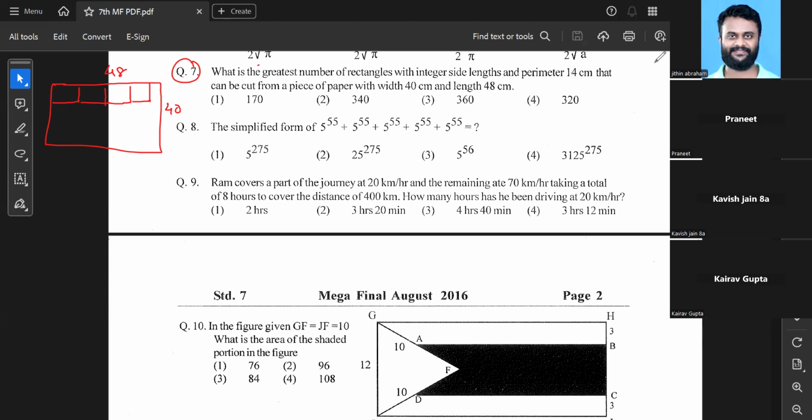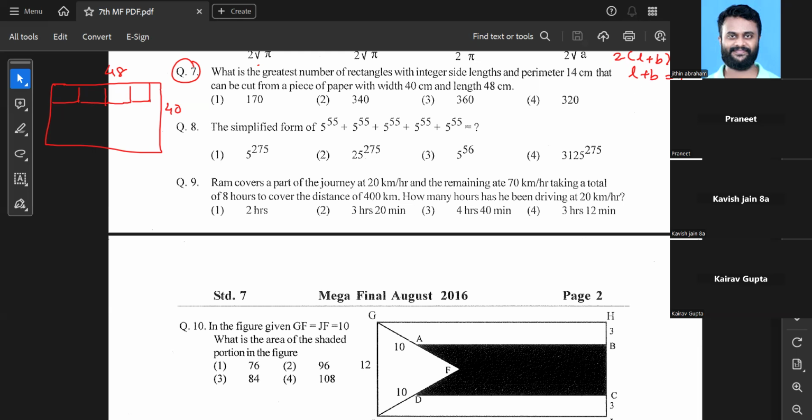Now if the perimeter of this rectangle is 14, it means length plus breadth is equal to 7. I hope this is clear. Just for those for whom this is confusing: perimeter is equal to 14, so 2 into length plus breadth is equal to 14. You divide 14 by 2, then you'll get length plus breadth is equal to 7. This much is clear?